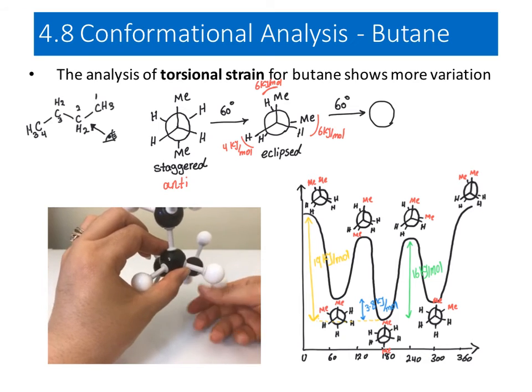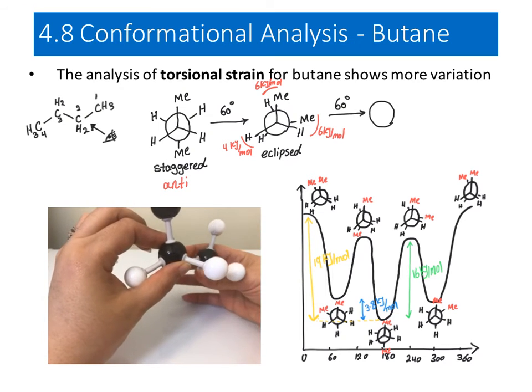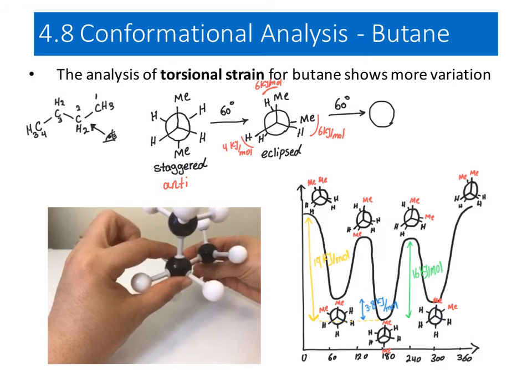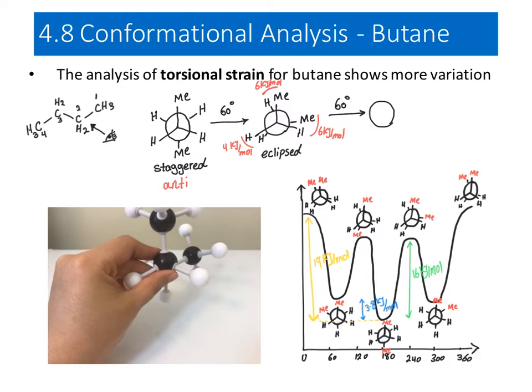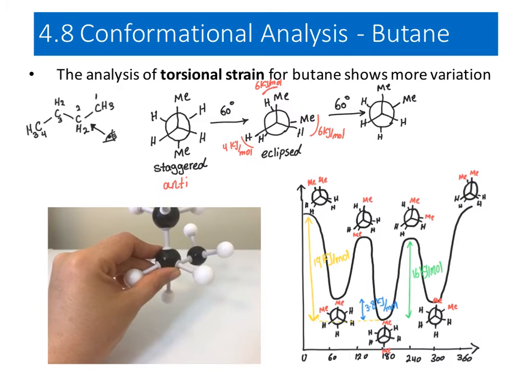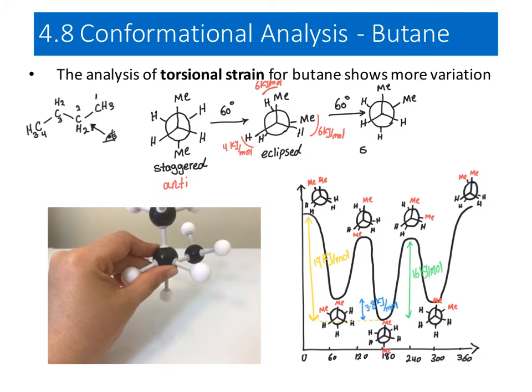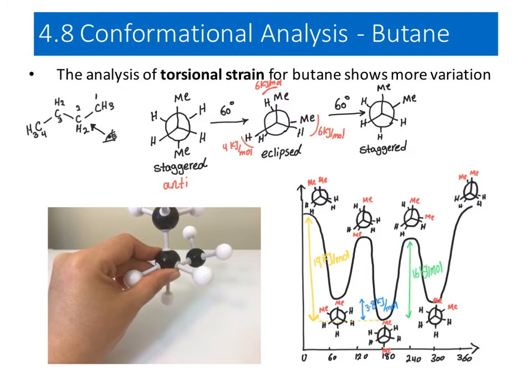So if I rotate, hold the front carbon stable and rotate the back one, I get to this structure. So hydrogen, hydrogen, methyl. I have 1 methyl here and 2 hydrogens here. So this is a form of a staggered conformation, but this specific one, this is a staggered.